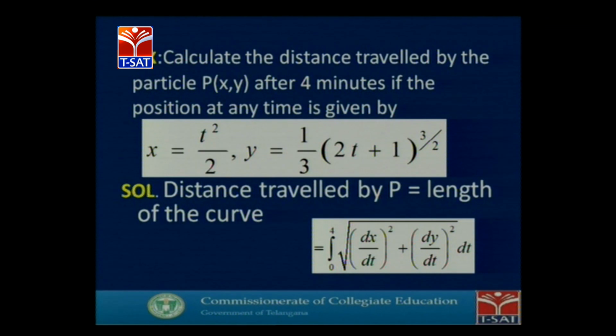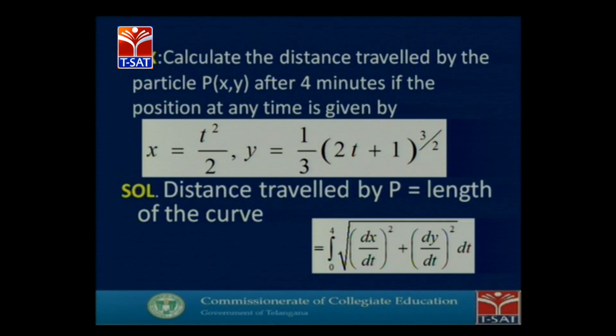So what is the given x? x is equal to t square by 2. So now it is in the parametric form. What is dx by dt? So differentiate x with respect to t. t square by 2 differentiation is 2t, and 2t by 2 is nothing but t. Similarly, find out dy by dt. So what is dy by dt?